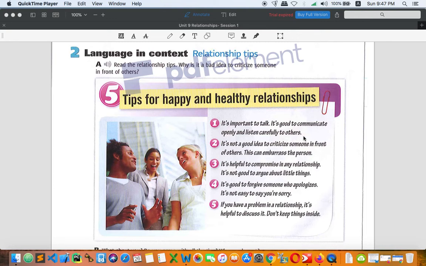Number 2, it's not a good idea to criticize someone in front of others. This can embarrass the person. Yeah, I explained a little bit earlier. It can be yes, it can be no, all right? It depends. Number 3, it's helpful to compromise in any relationship. It's not good to argue about little things.